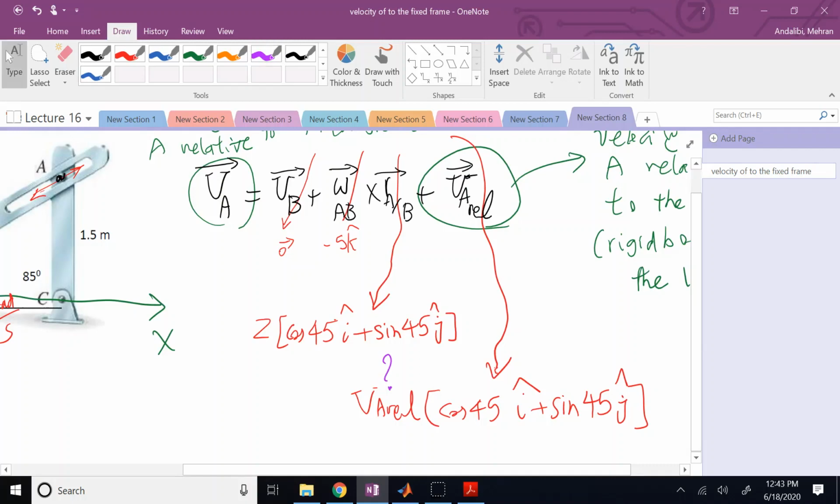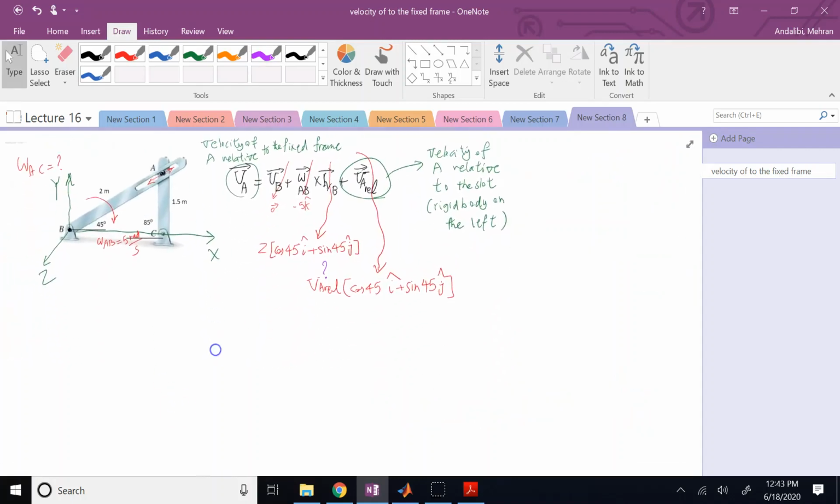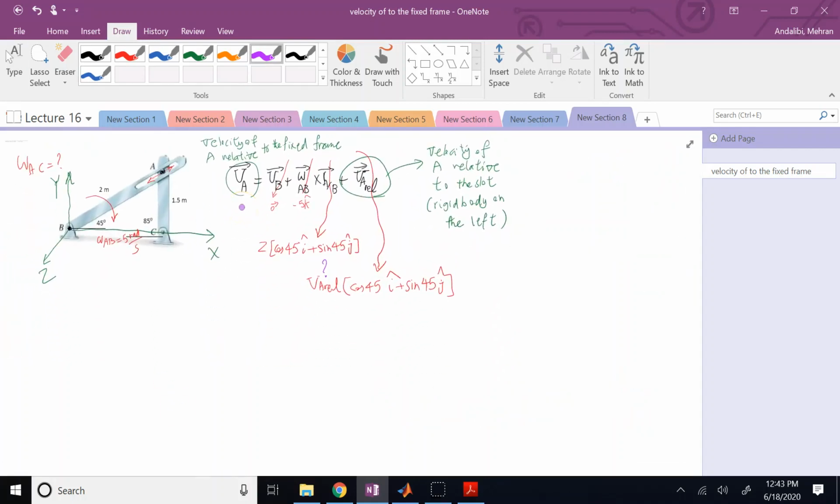Now, can I solve here? Well, of course not. What do you want to solve? Because VA is completely unknown and this is unknown. So it's not going to go anywhere. But now point A and C, they belong to the same rigid body. So I can say V of A is equal to V of C plus omega AC cross R of A with respect to C. These two actually belong to the same object. And V of C is clearly zero.